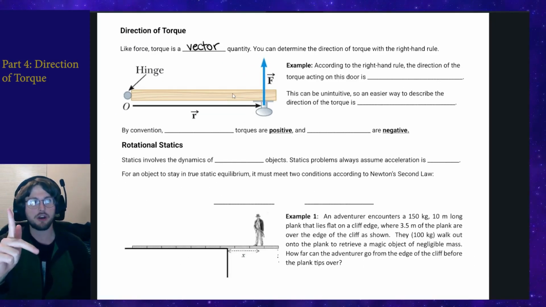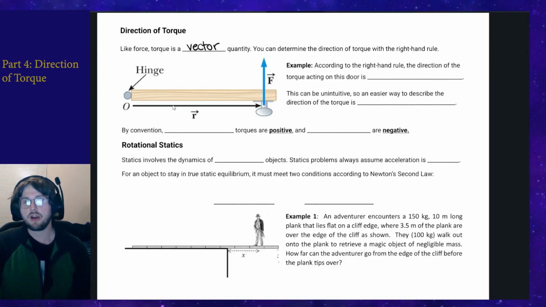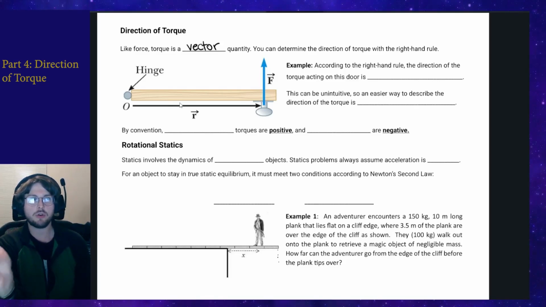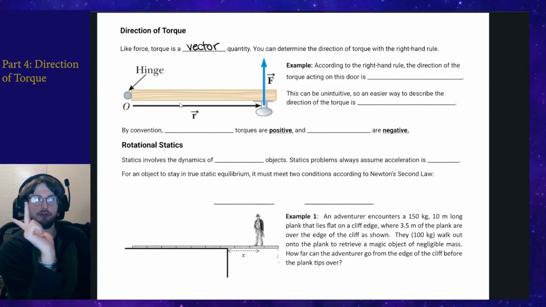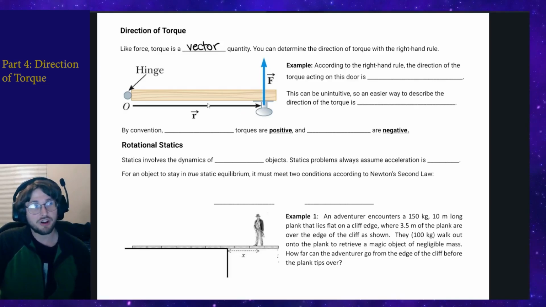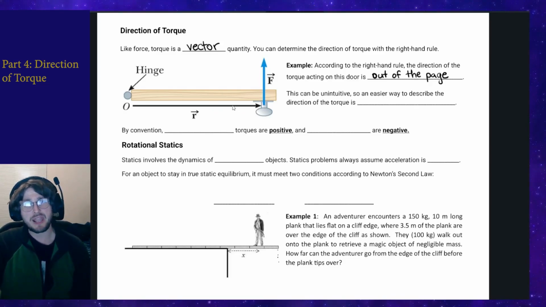Remember, you want your index finger perpendicular to your middle finger, or to your palm, and then you want your thumb pointing in the direction perpendicular to both of those. So try it out really fast. You want to aim your pointer finger in the direction of the vector r, and then point your middle finger in the direction of the vector F. And when you do that, from your perspective at least, you should note that, weirdly, the direction of the torque acting on this door is out of the page, or I guess out of the screen in this case.